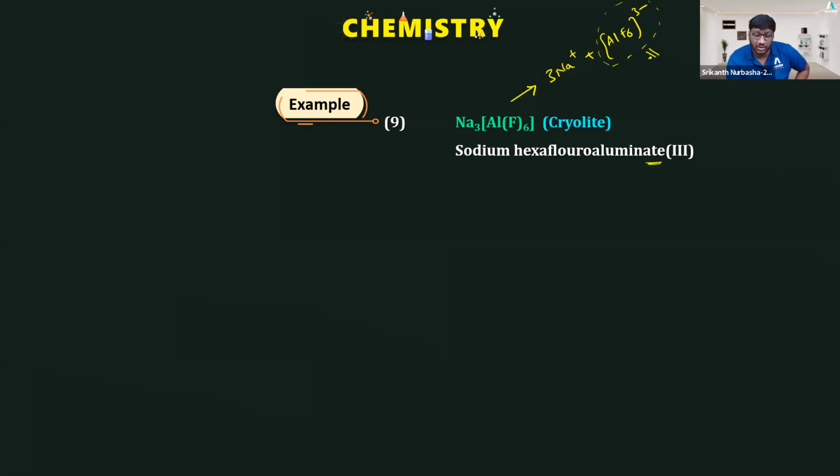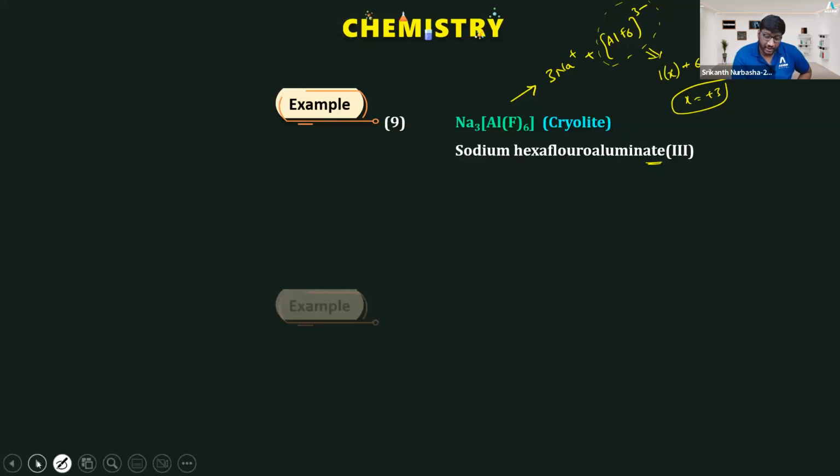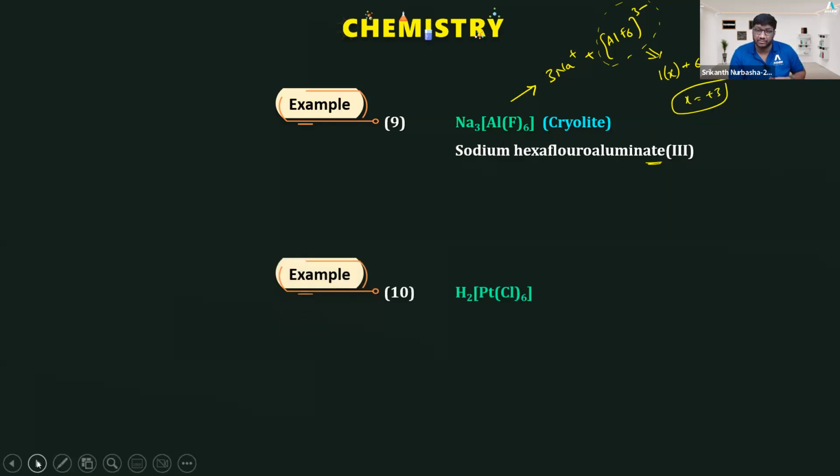Let us say the oxidation state of aluminum is X. Six fluorines, 6 into minus 1, equals minus 3. So X should be +3. So sodium hexafluoroaluminate(III). Try to name this compound: H2PtCl6. Very good compound, this one. If H2PtCl6 dissociates, what type of ions does it give? 2H plus. Yes, very good. And PtCl6 2 minus. Now give the name.